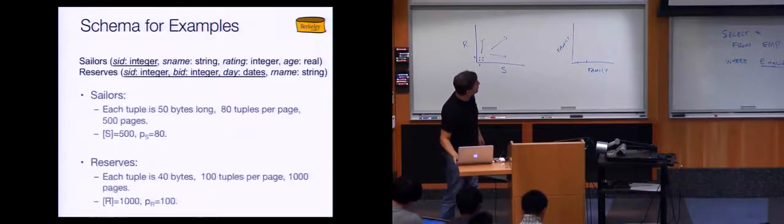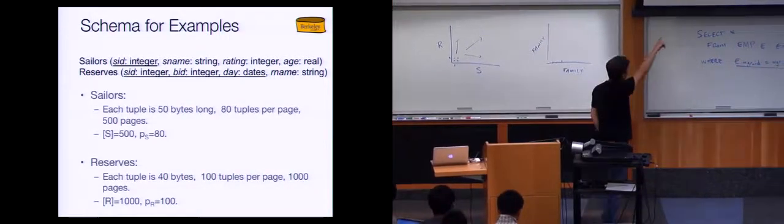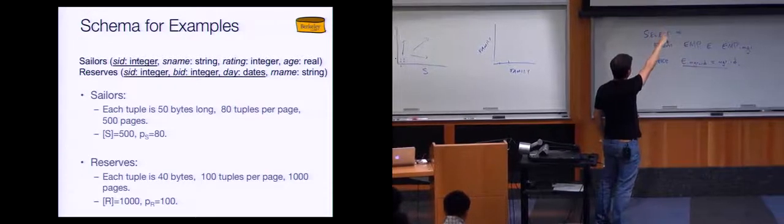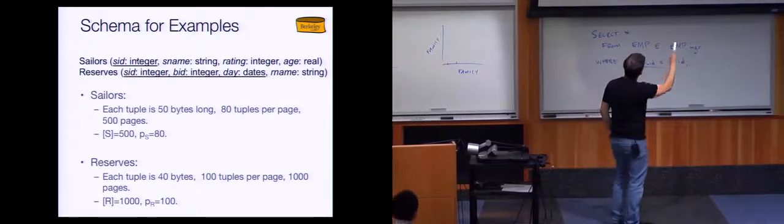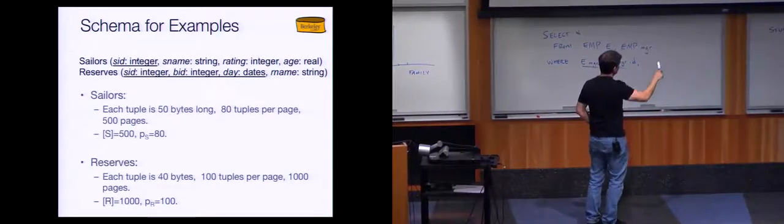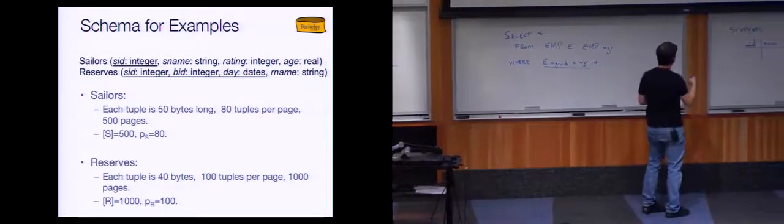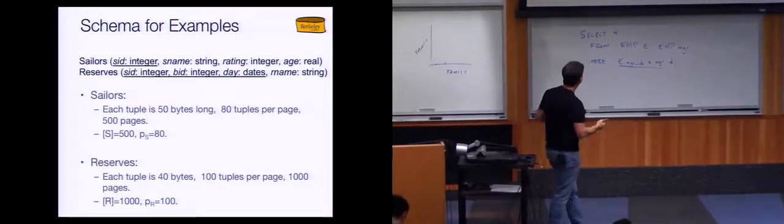Going back to where we were, apologies for the ordering. In sailors, there are 500 pages, so brackets around S equals 500, and 80 tuples per page, so p sub S equals 80. In reserves, tuples are a little smaller. You can get a few more of them on a page. There are 1,000 pages, though. As you would expect, there are more reservations than there are sailors, because each sailor is going to reserve boats more than once.